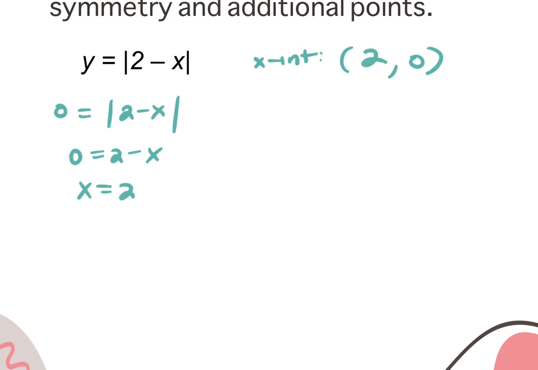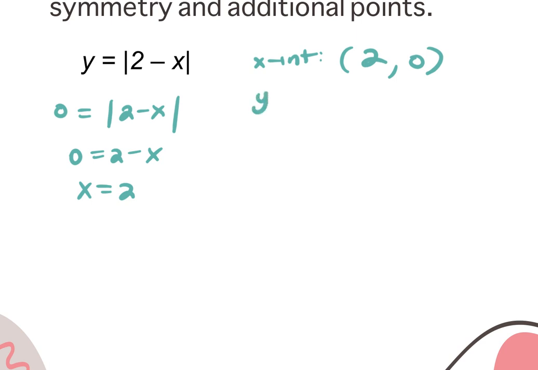What if it said absolute value of 2 minus x equals negative 1? Is that possible? Is it possible for absolute value to equal a negative number? No. So it wouldn't exist. So y equals negative 1 will not exist on this graph. Okay, we'll see it when we graph it.